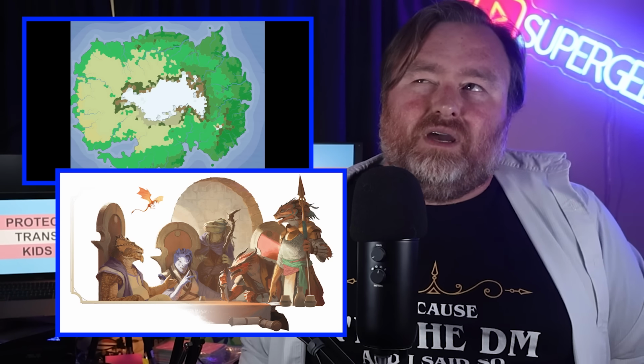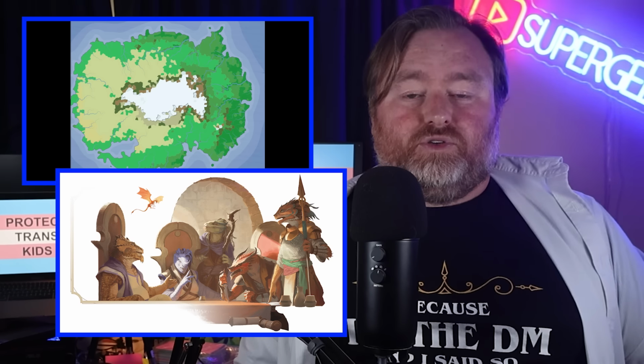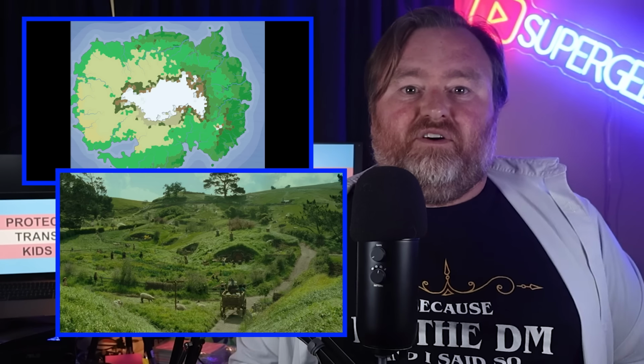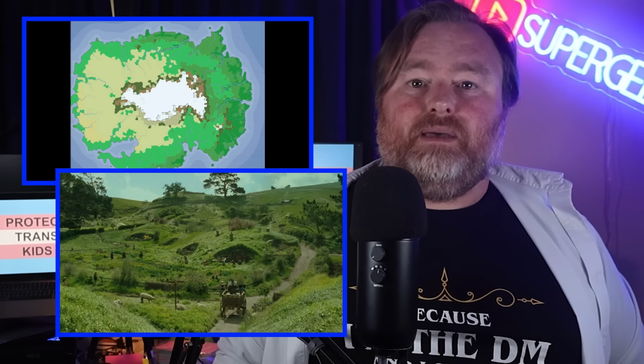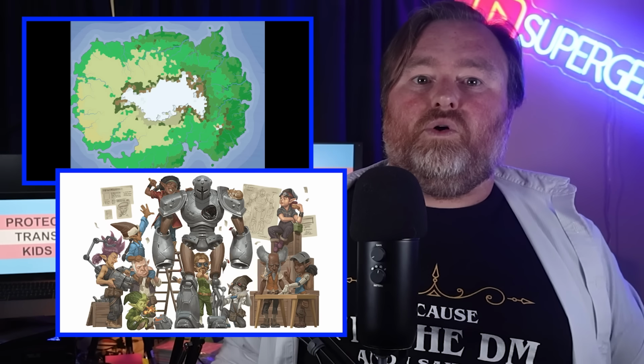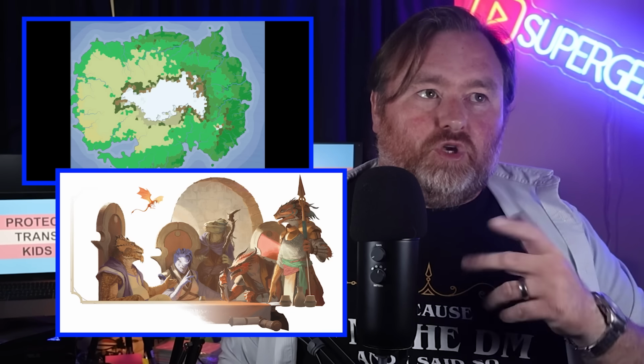Unlike Aasimar and Tieflings, Dragonborn don't just happen, they have their own cultures. And whereas Halflings draw on the idea of hobbits, so their homeland is unassuming, and you could literally look right past it and not notice them, and gnomes in the forest work the same way in folklore, I do think Dragonborn should have a culture.